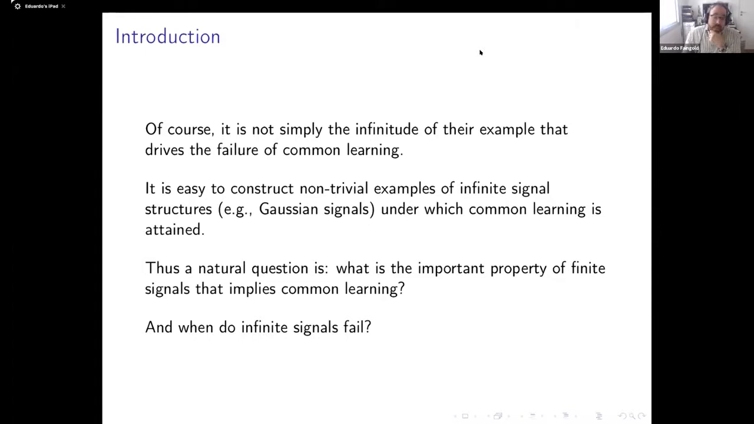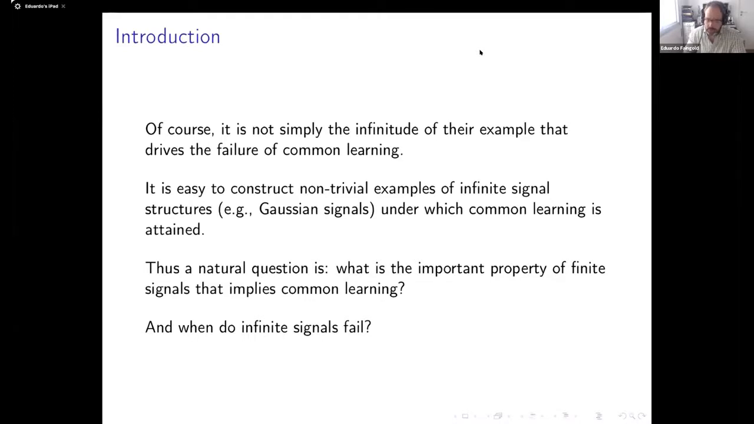So it's clear that it's not the infinitude of their counterexample that drives the failure of common learning. It's actually rather easy to construct examples of infinite signal structures, for example, with Gaussian signals, under which common learning obtains. So our question is, what is this important property of finite signals that more generally implies common learning? And also, when do infinite signals fail?